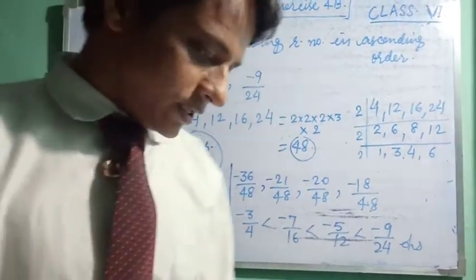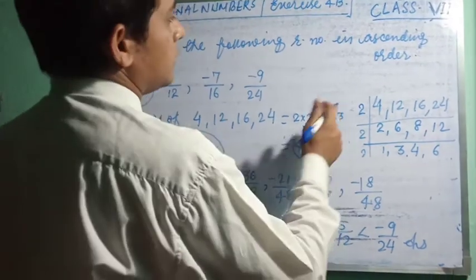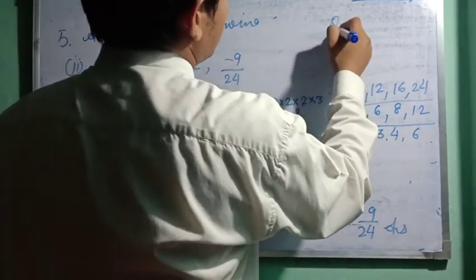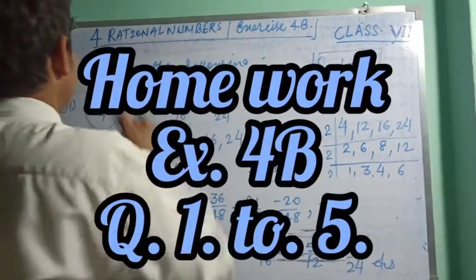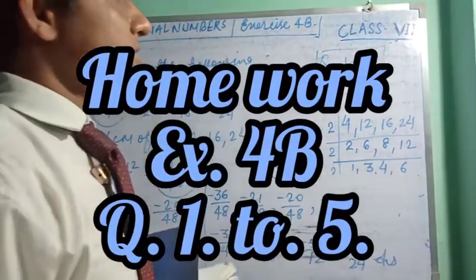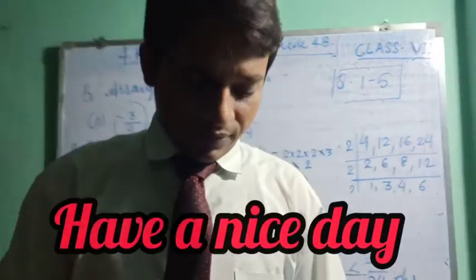So you can solve the next question. Your homework, please note down: questions number 1 to 5, exercise 4B, chapter number 4, rational numbers, class 7. I hope you will do it.